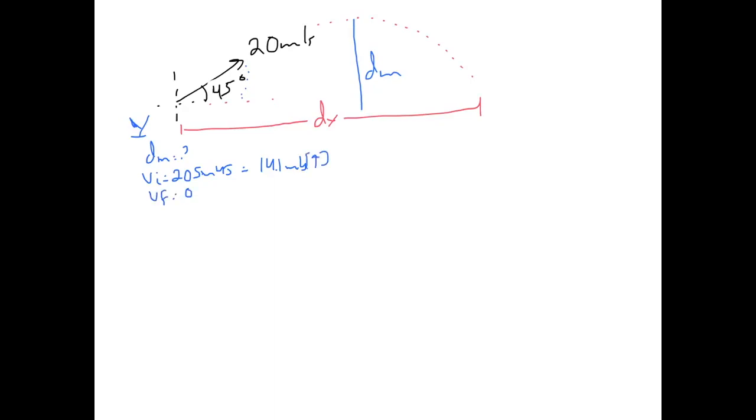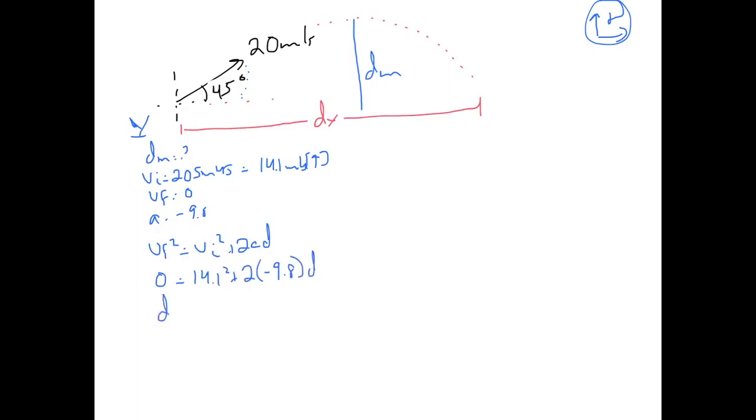Vf is 0 because at that point it has stopped moving. And acceleration is going to be negative 9.8. We are again going to sign right and up as positive. Now, the easiest equation to use, Vf squared equals Vi squared plus 2AD: 0 equals 14.1 squared plus 2 times negative 9.8 times D. You rearrange and you find D equals 10.1 meters. We can therefore say that dm equals 10.1 meters.